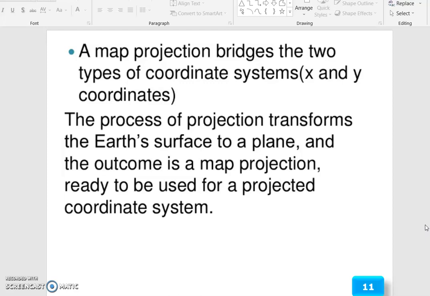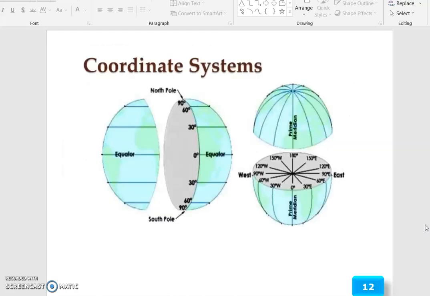Map projection bridges the two types of coordinate system, the x and y coordinates. The process of projection transforms the earth's surface to a plane, and the outcome is a map projection ready to be used for a projected coordinate system.